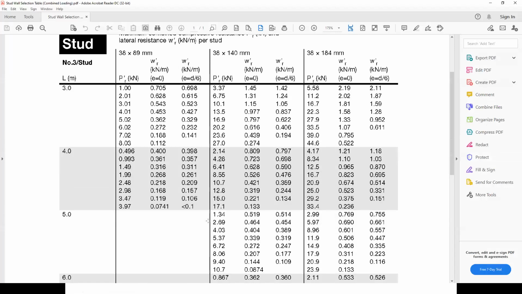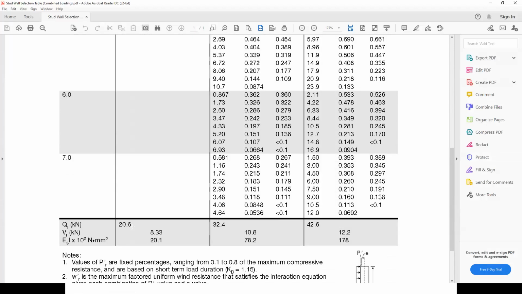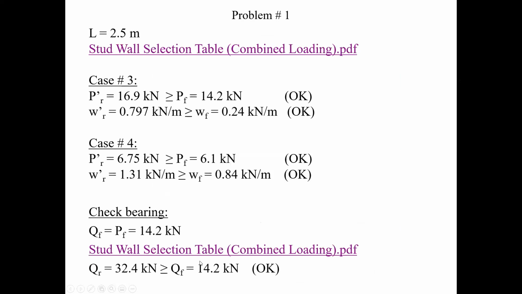Okay, we go to the bottom of the table and we find the value of QR here. Sorry, 32.4 kilonewtons. You get it straight from the table. And therefore, the QR is greater than the QF. Great. That means my top and bottom plates aren't going to get crushed underneath this load.